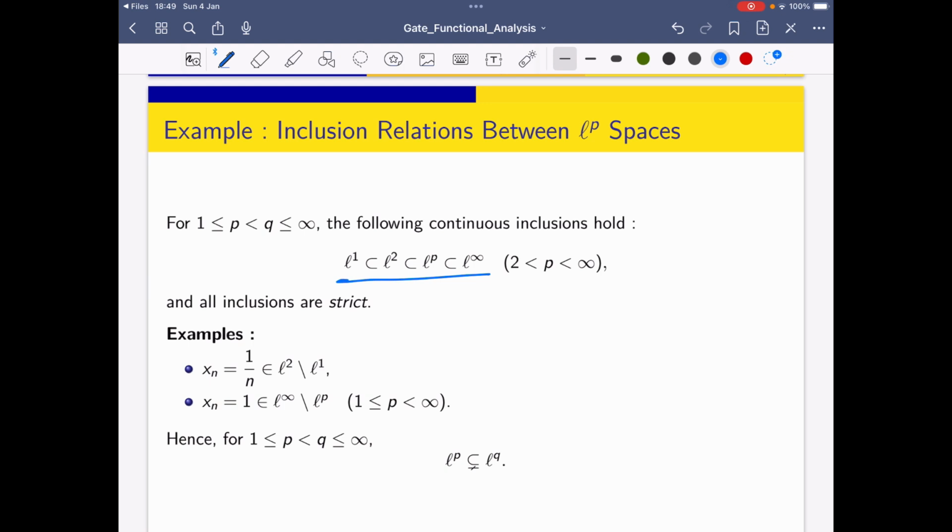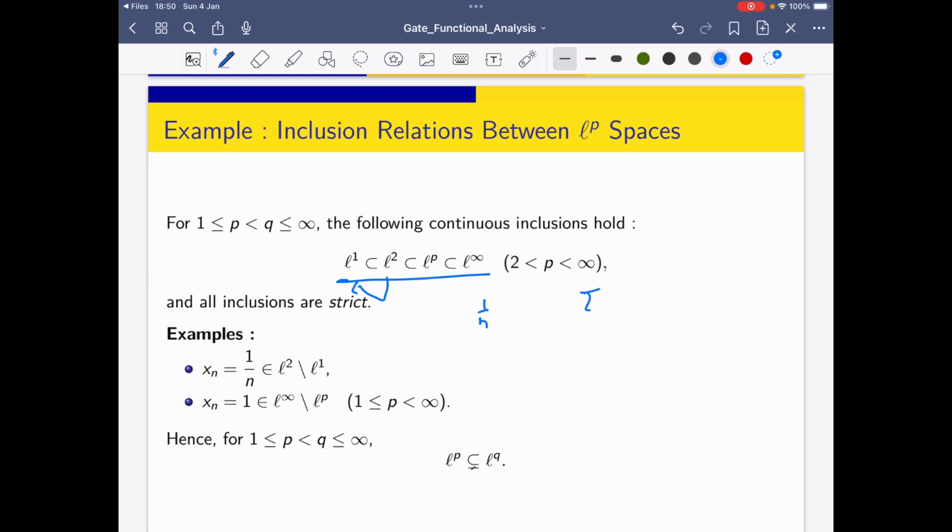And this inclusion is actually strict. That means there will be a member here which is not here, there will be a member here which is not here, and there is a member here which is not here. And what are the members here which are not here? You can check the sequence 1 over n.